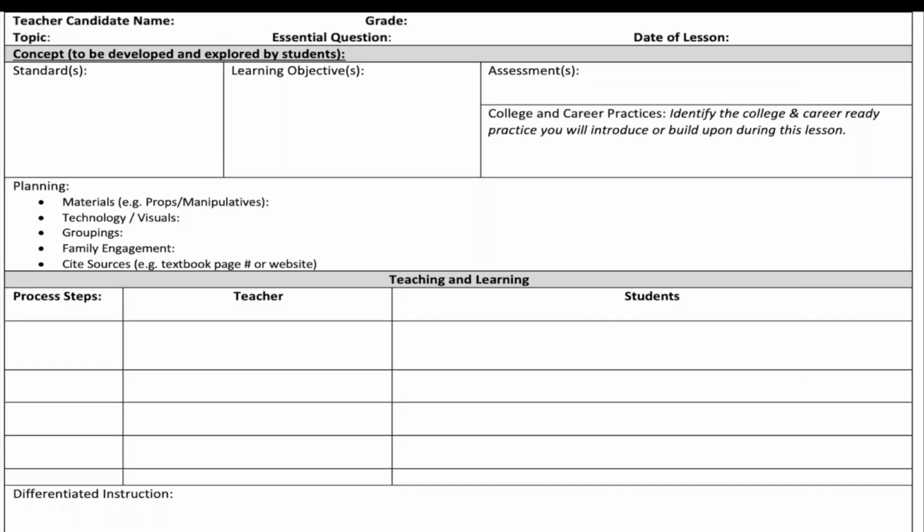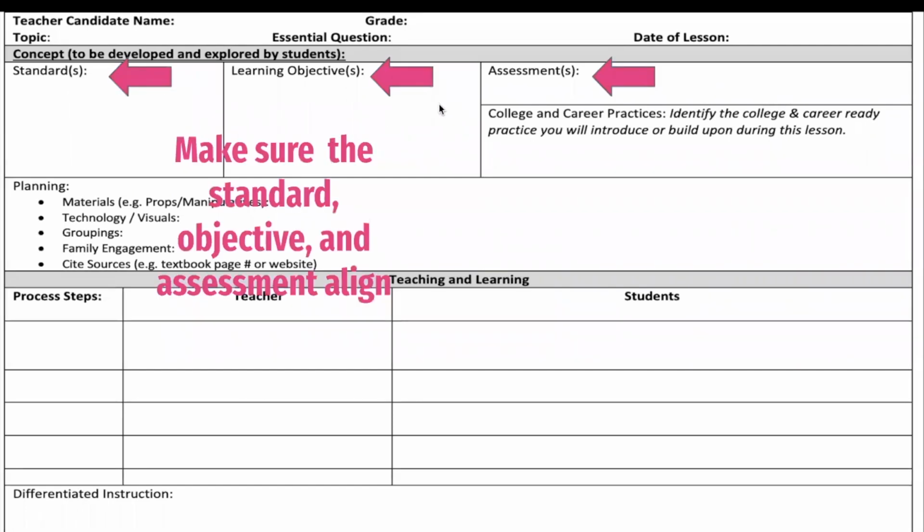This brings us to your lesson plan. This is your last assignment in the class, 20%. I'm going to highlight some of the areas of the lesson plan. You want to make sure the standard, the learning objective, and the assessment all align. They have similar language. It might sound a little redundant, but you want to make sure that you are evaluating the target, the learning objective, and that aligns to the standard.